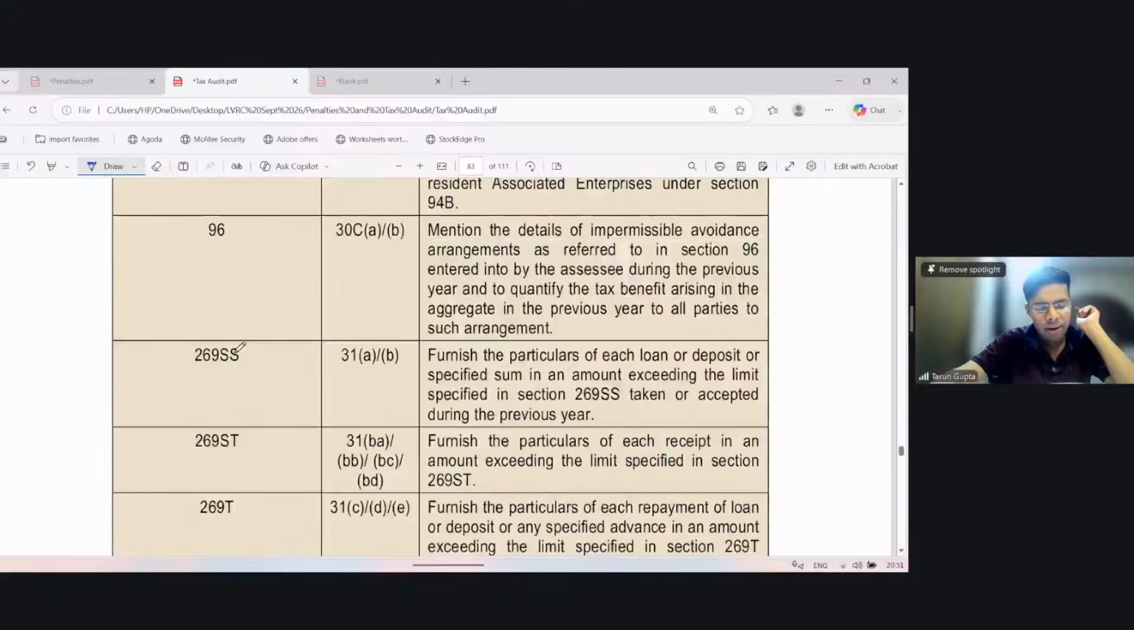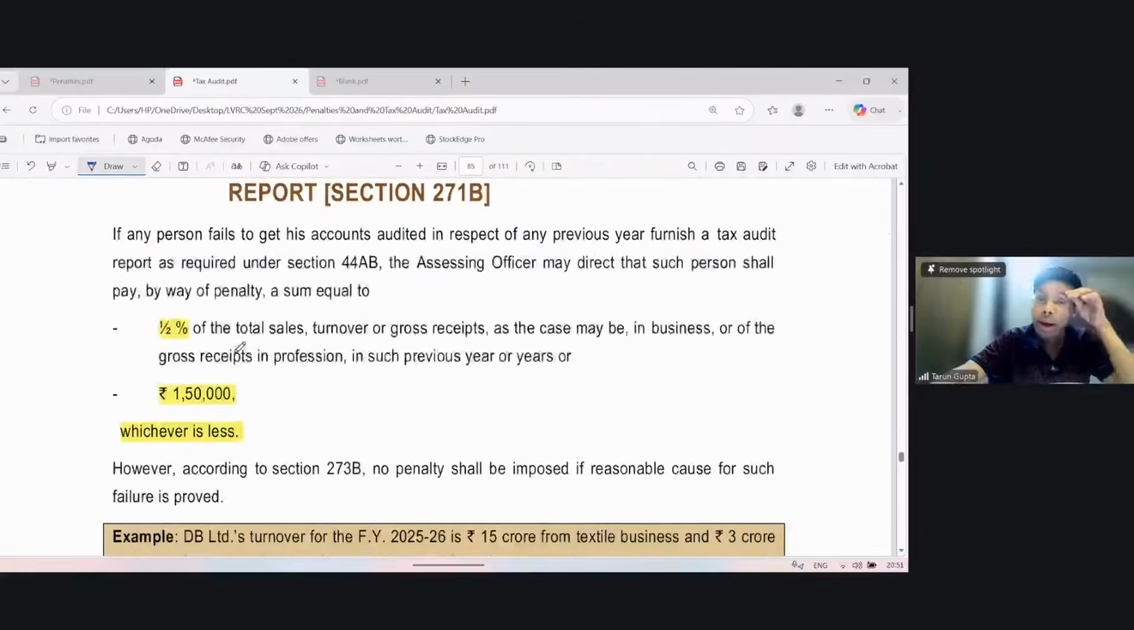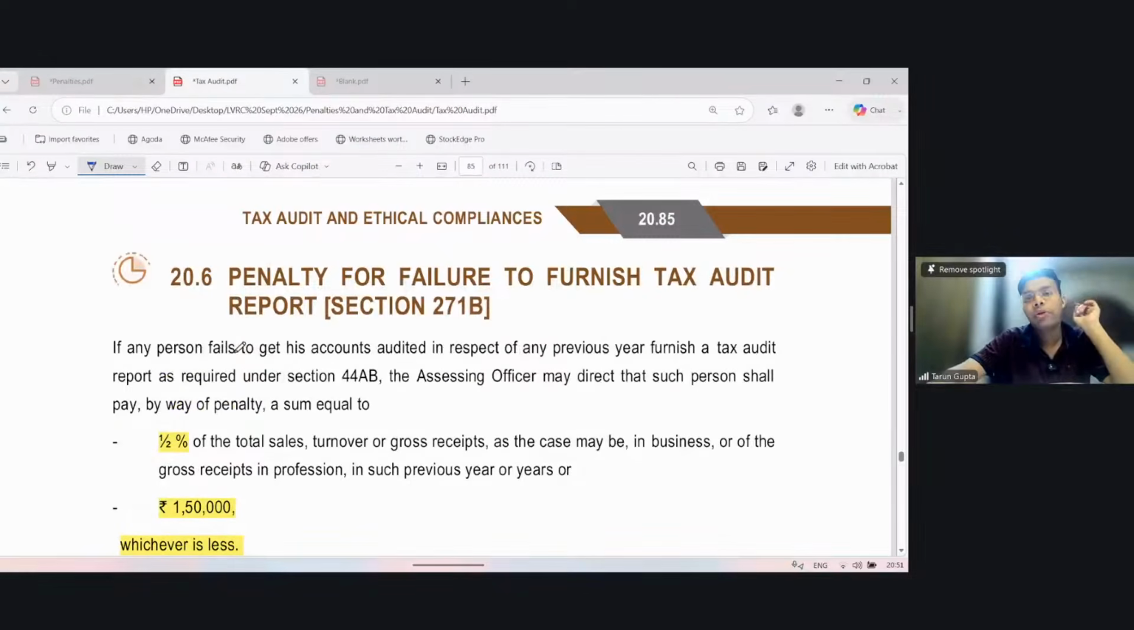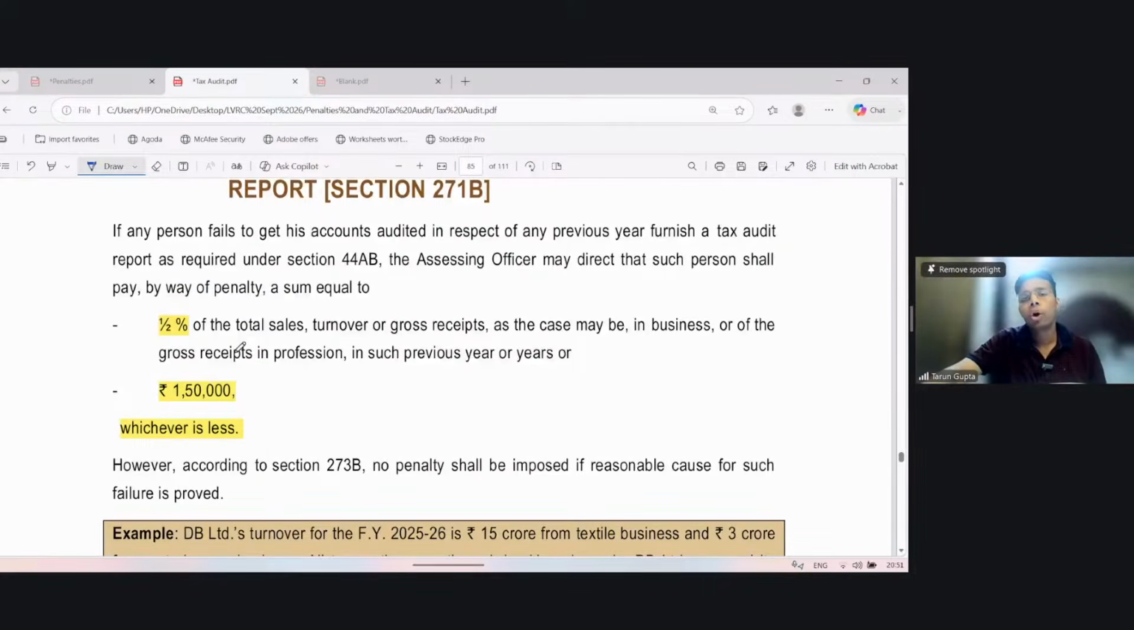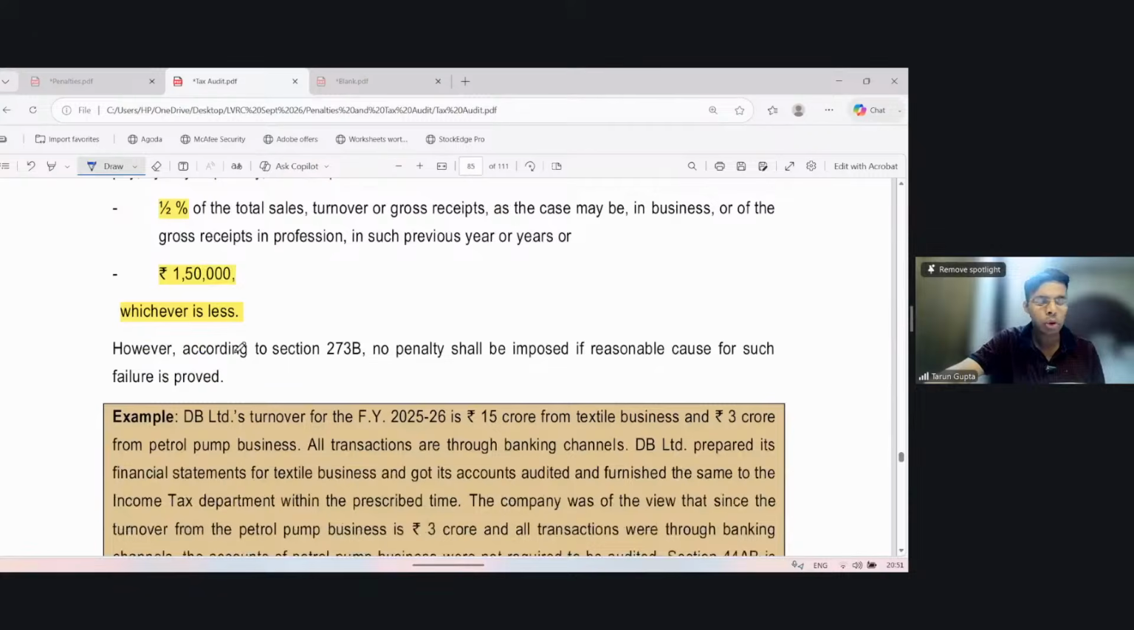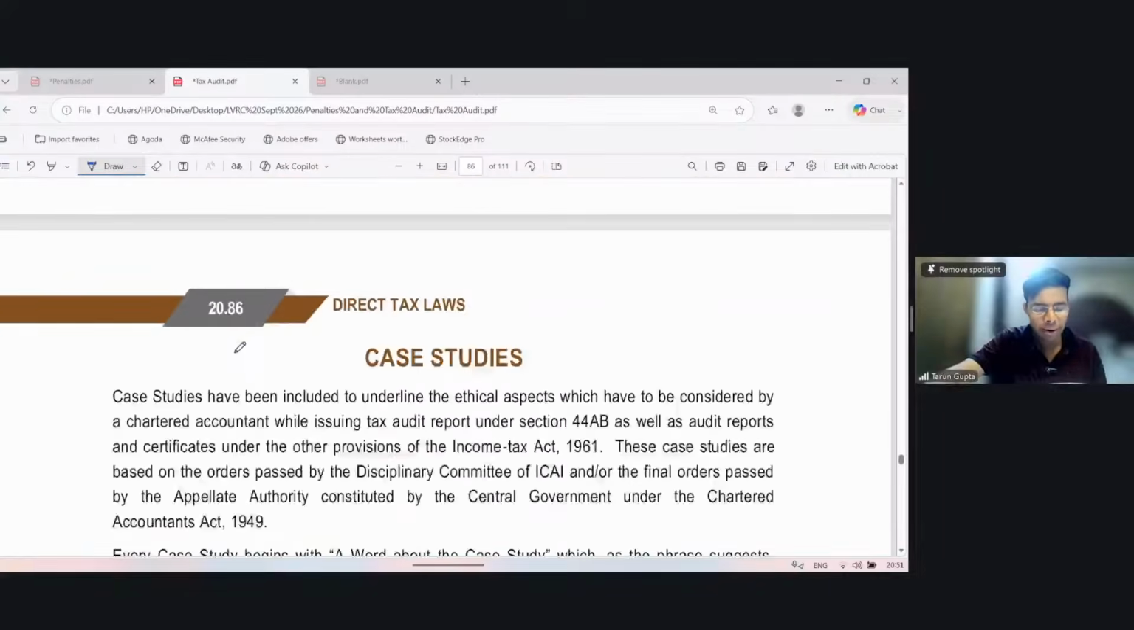Now we will see, we have already seen this 271B. If the tax audit report is not furnished, then the penalty is 0.5% of the turnover or 1,50,000, whichever is less. So the maximum penalty is 1,50,000, right?